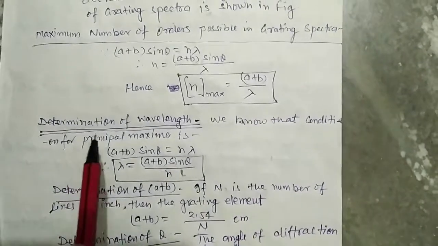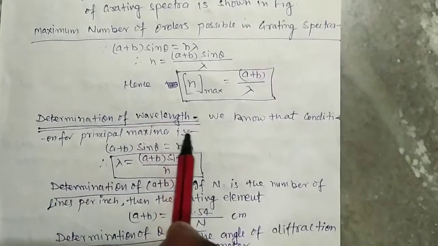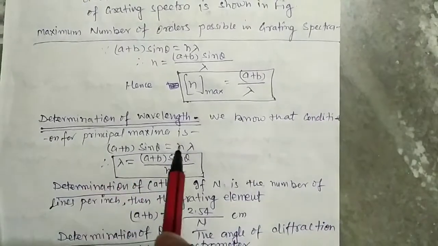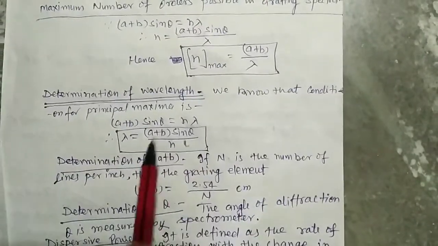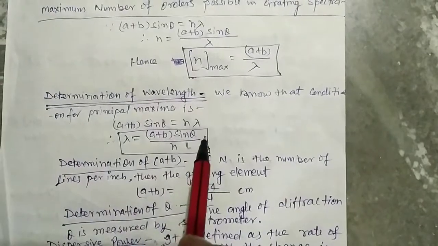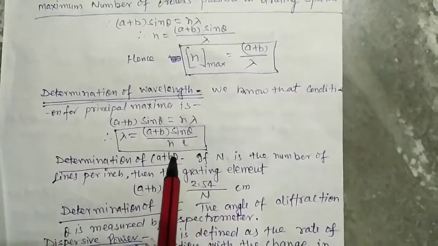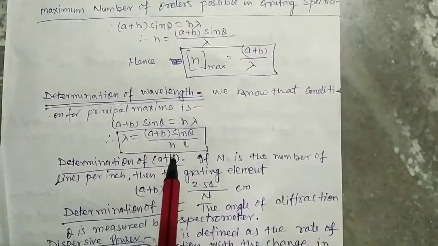Now the heading is determination of wavelength. We know that the condition for principal maxima is (a plus b) sine theta is equal to n lambda. Therefore, lambda is equal to (a plus b) sine theta upon n, where n is the number of order.